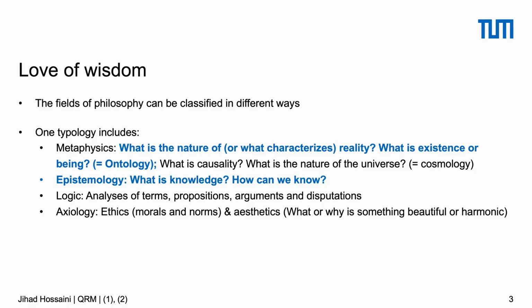Ontology, the subfield of metaphysics, is concerned with ideas like reality, truth, existence. It asks questions like, what is the nature or what are the characteristics of reality? What is existence? What is being? Things like that. And epistemology, on the other hand, asks questions about knowledge. How can we know? What is knowledge? Things like that.